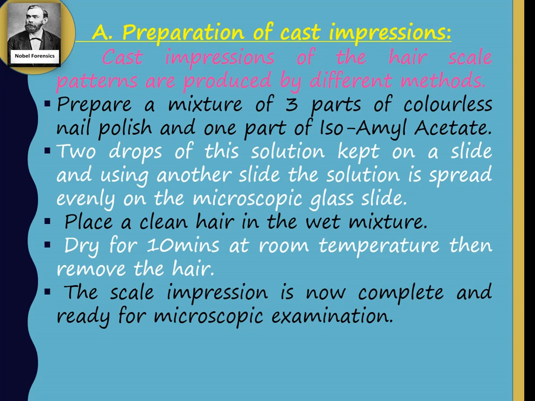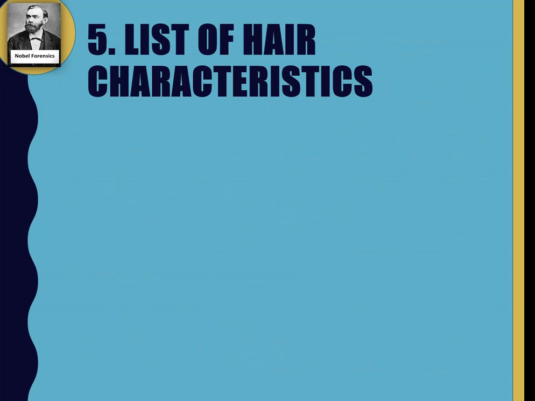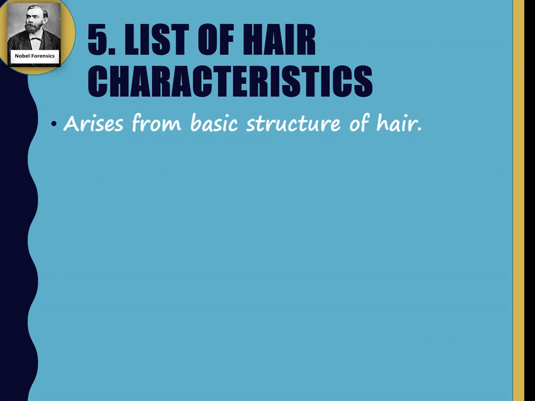You can view under light microscope that cuticular scale structure. Then that hair which we used for this cast impressions we can also use for further examination with simply washing in isoamyl acetate. Then list of hair characteristics. These arise from the basic structure of hair, from the questioned hair: cuticle scales. What are the type of cuticle scales? I mean cuticle scale pattern.